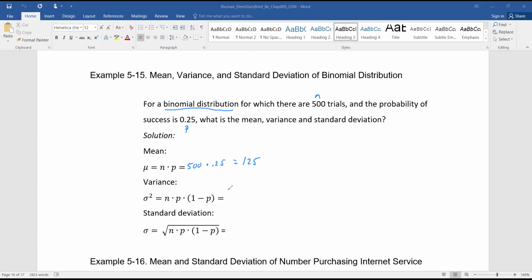Now for variance, you would take that mean of 125 and multiply it by your probability of failure. That would be 0.75 in this situation, which comes out to 93.75. So there's your variance. Remember, that's basically how much variety of outcomes you can get. And then if you take the square root of your variance, it comes out to about 9.682. So give or take 10 successes would be the standard deviation from the mean. Right? So now let's look at example 16.